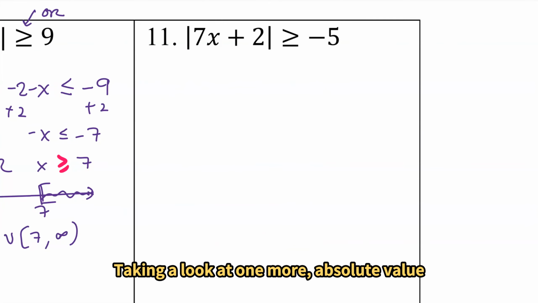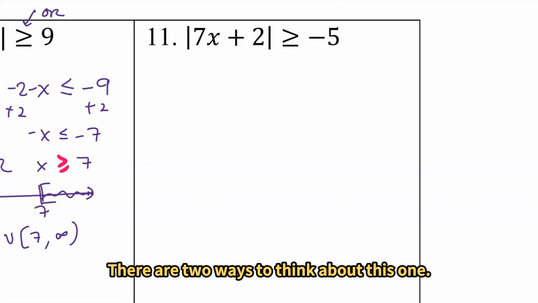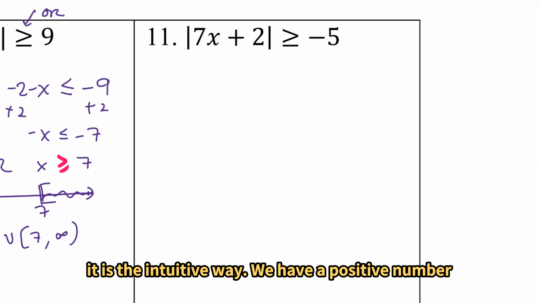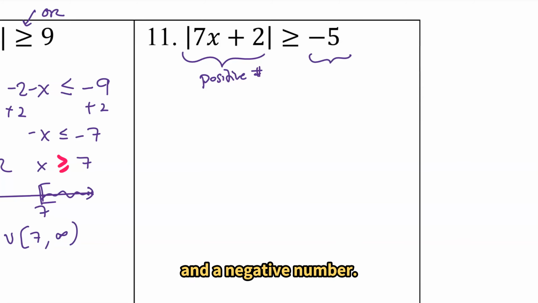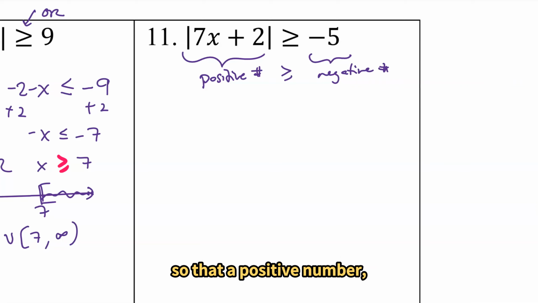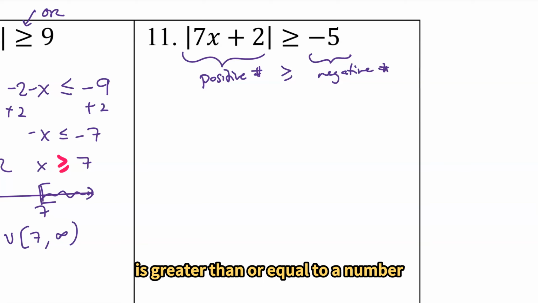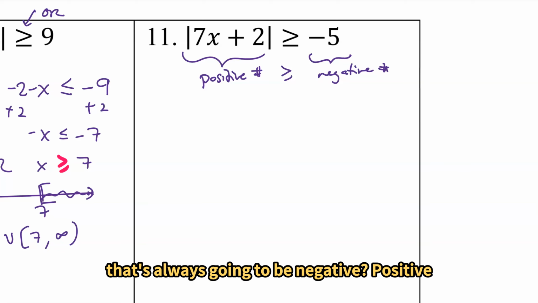Taking a look at one more, absolute value 7x plus 2 greater than or equal to negative 5. There are two ways to think about this one. The first way is the intuitive way. We have a positive number and a negative number, and I want to know what x values can I have so that a number that's always going to be positive is greater than or equal to a number that's always going to be negative.